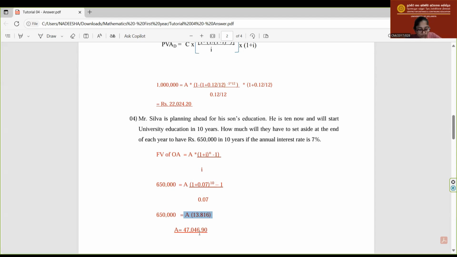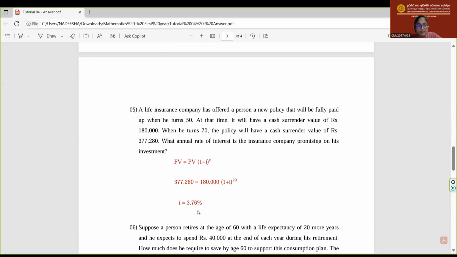47,046.09, right? If you use this rounded figure, but if you use the whole number rather than the rounding, you can get a different answer. But don't worry, it is the same answer, right? It depends on the rounding actually. Okay, so the final answer would be 47,046.90. Right. Okay. The final question.